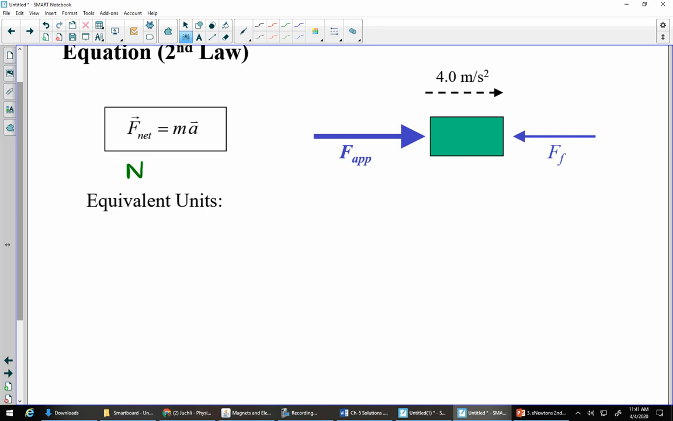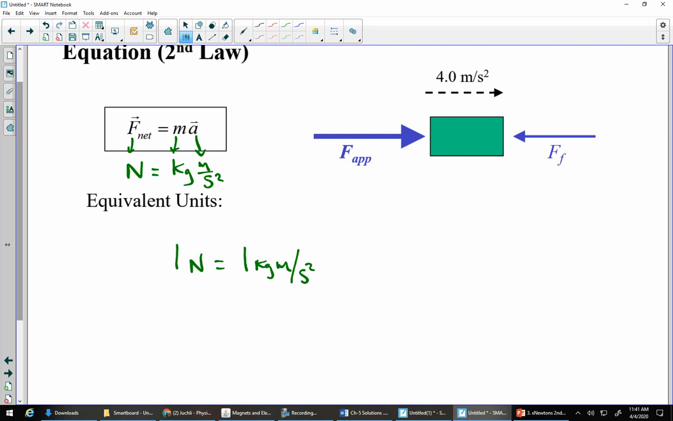But if we wanted to figure out alternative units for this, we have to look into, well, what is mass, right? So net force is newtons. Well, mass is kilograms. And what is acceleration? Acceleration is meters per second squared. So I say 1 Newton is equal to 1 kilogram times meter per second squared.